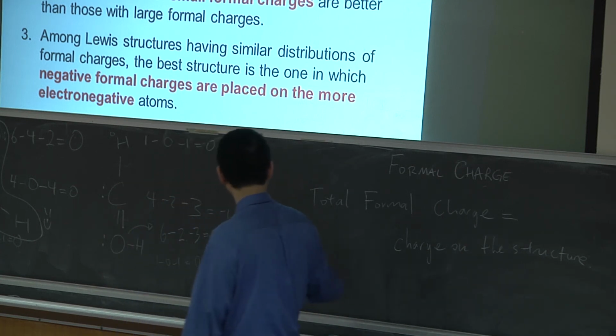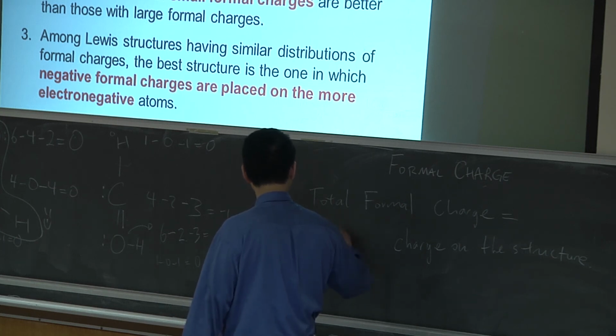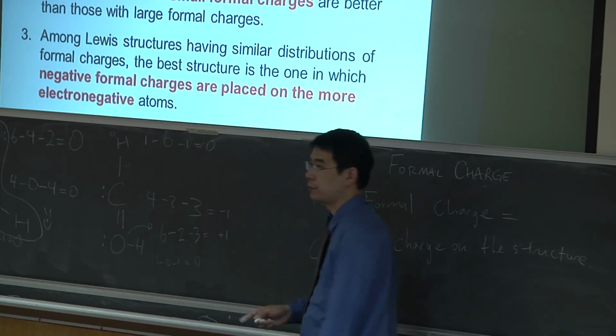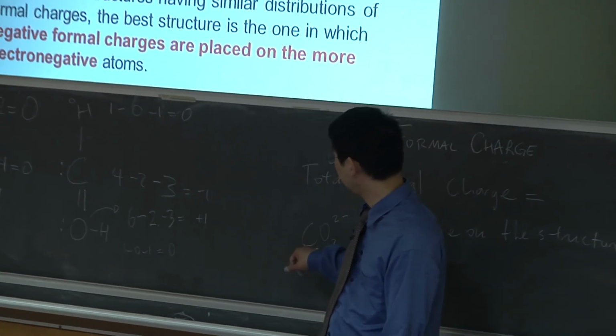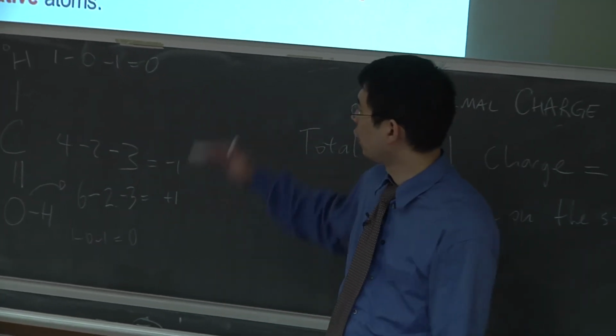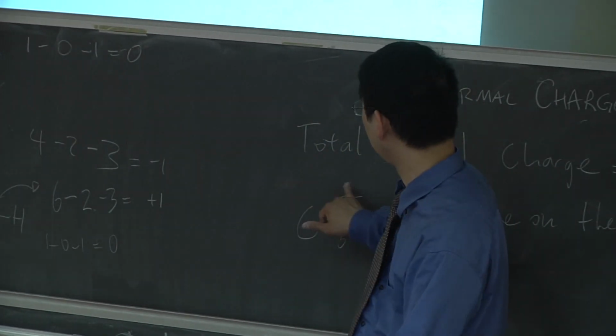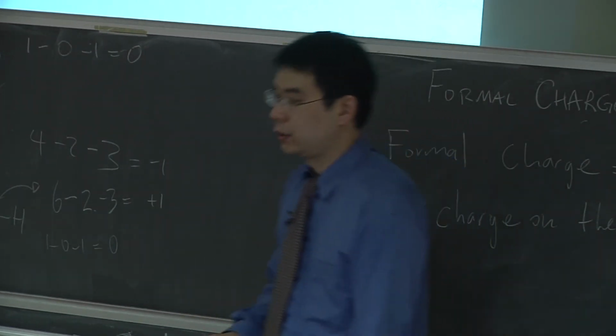If we were going to do what we had before, CO3 2 minus, what you would notice, and maybe we'll do that next time, is that when you add up the formal charges on all of the atoms, they're going to equal minus 2.